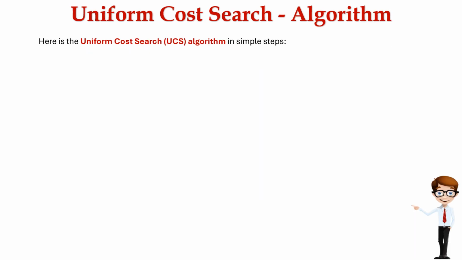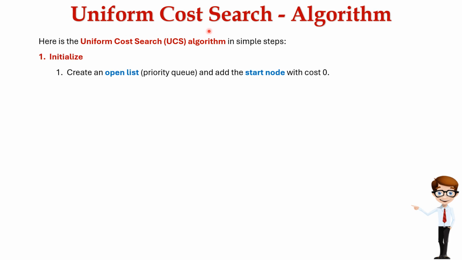Now let's learn about the algorithm for uniform cost search. The first step is initialization. So here we need to create an open list with priority queue and we have to add the start node with cost 0. Next we have to create the closed list to track the visited nodes.